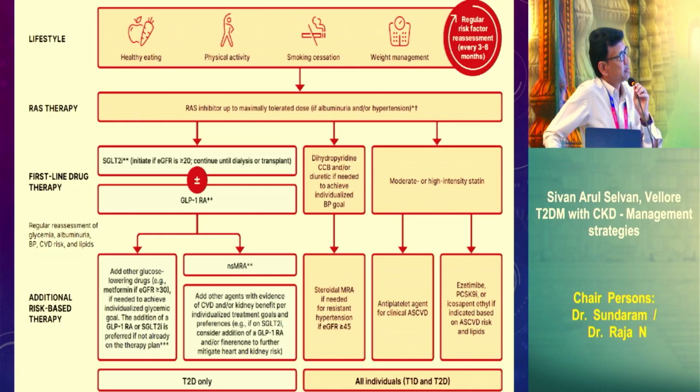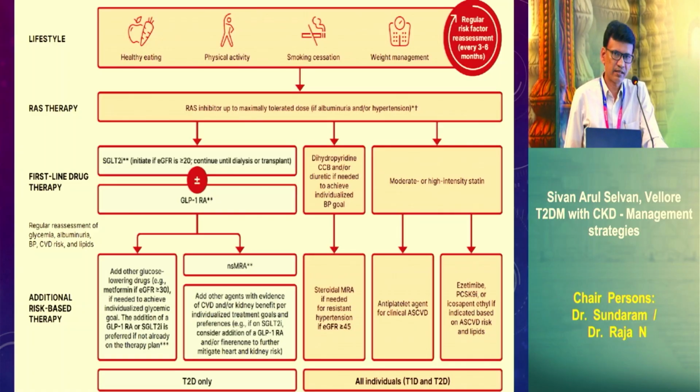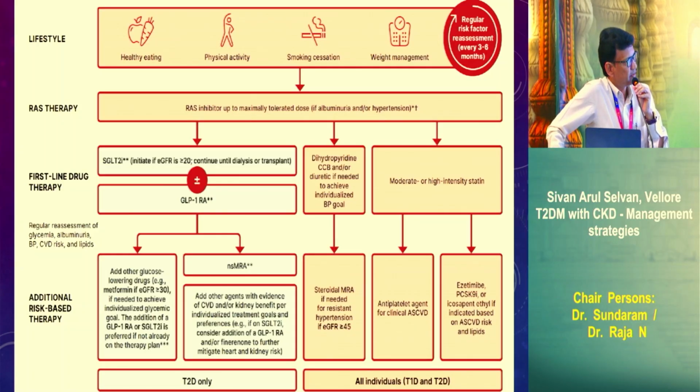So to summarize, all patients with diabetes and CKD should be on metformin, SGLT inhibitors, renin-angiotensin-aldosterone blockers, and high-intensity statins. Other drugs you can use, like GLP-1 analogs, antiplatelets, and finerenone, depending on the individual patient. But these three should be there in all: SGLT inhibitors, RAS inhibitors, and statins.